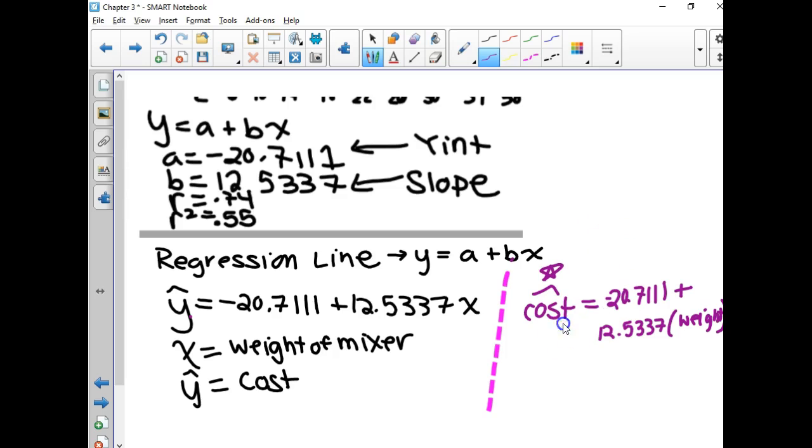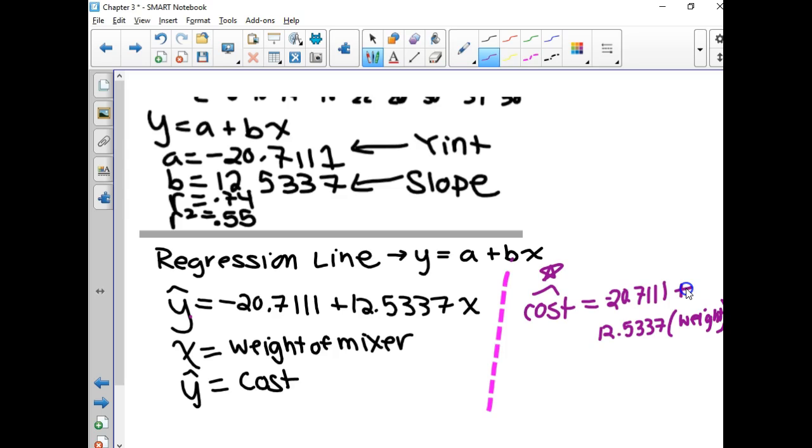I like over here, because automatically you just get used to putting in what's the y? Well, that's my cost. My predicted cost is equal to my y-intercept plus my slope times my x value. And my x value is my weight. Again, this is the way I prefer, but I realize there's some of you in here who just don't want to get away from that x and that y.